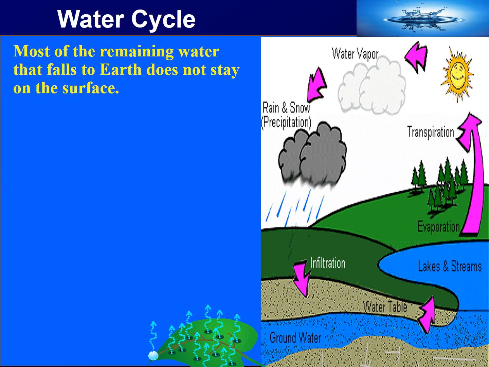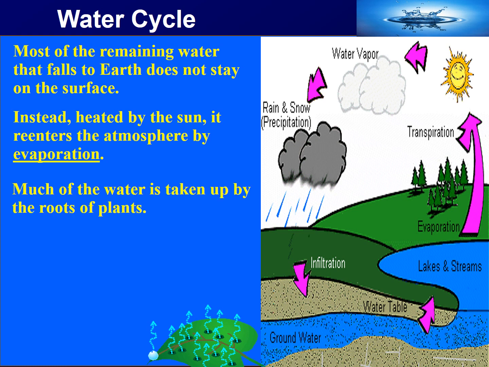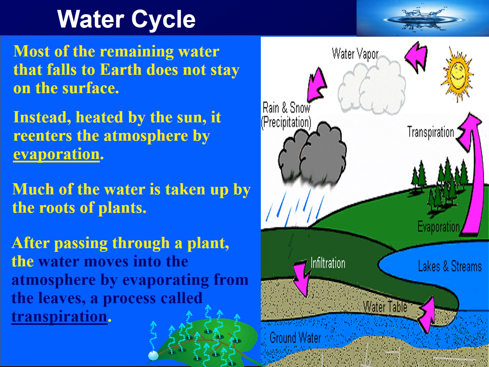Most of the remaining water that falls to the earth does not stay on the surface. Driven by the sun, this water is heated and re-enters the atmosphere through the process of evaporation. Much of the water is taken up by the roots of the plant. After passing through the plants, the water moves into the atmosphere by evaporating from the leaves of the plant. This process is called transpiration.